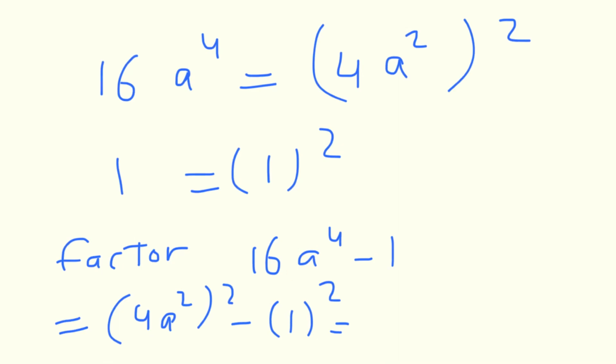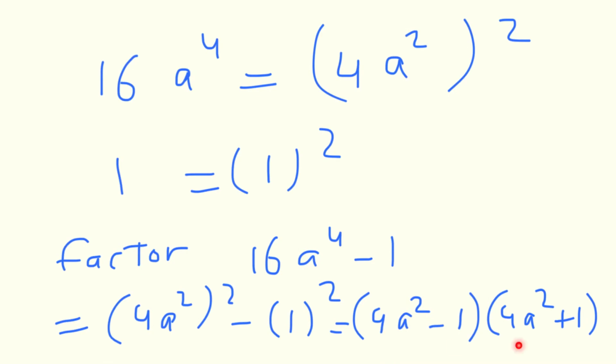I just wrote this first as the square of 4a squared, and I wrote this as the square of 1. So now it's the difference of squares rule. Let's apply it now. What is the answer? 4a squared minus 1, 4a squared plus 1. That's the rule, remember? You know this is the square of this square quantity and this square quantity. So to factor this, it is the first minus second and then first plus second. So the idea is to know it's the square of what, and then you'll be able to factorize.